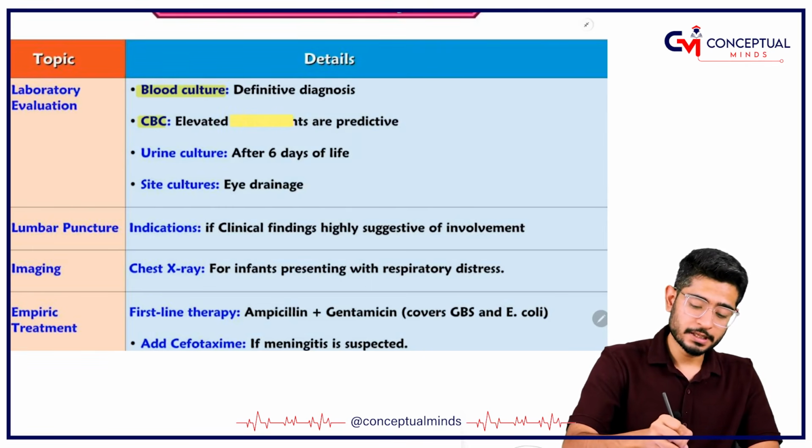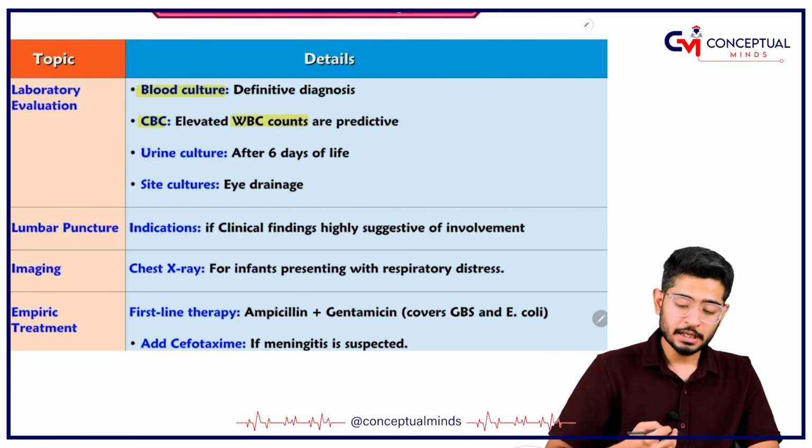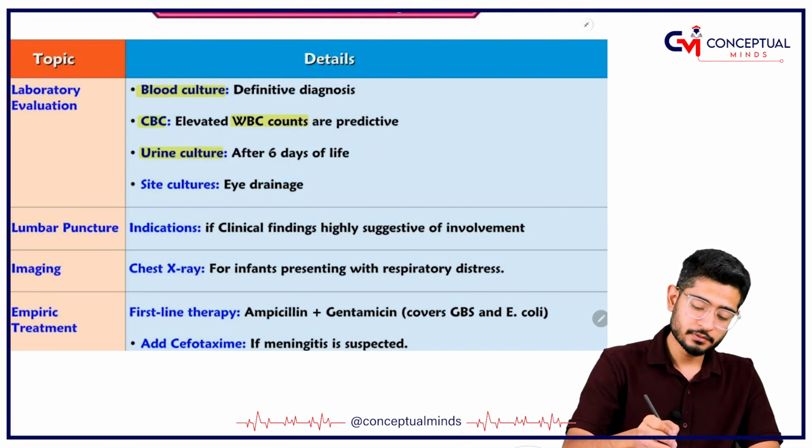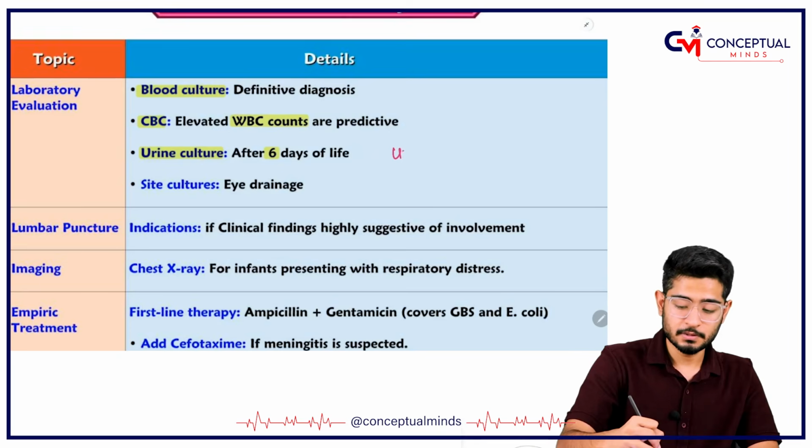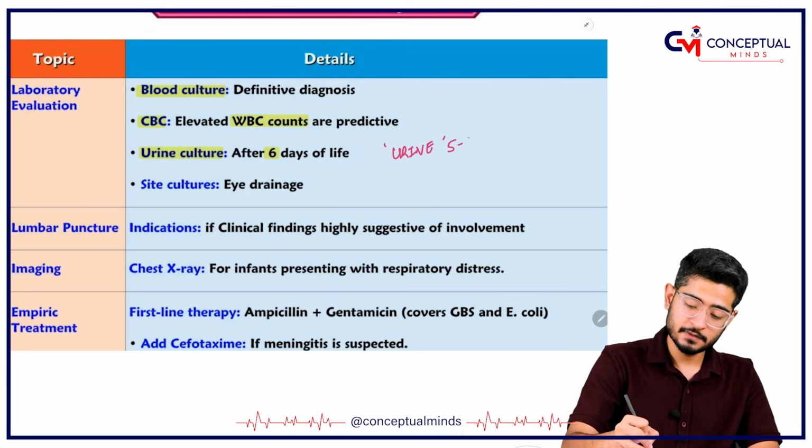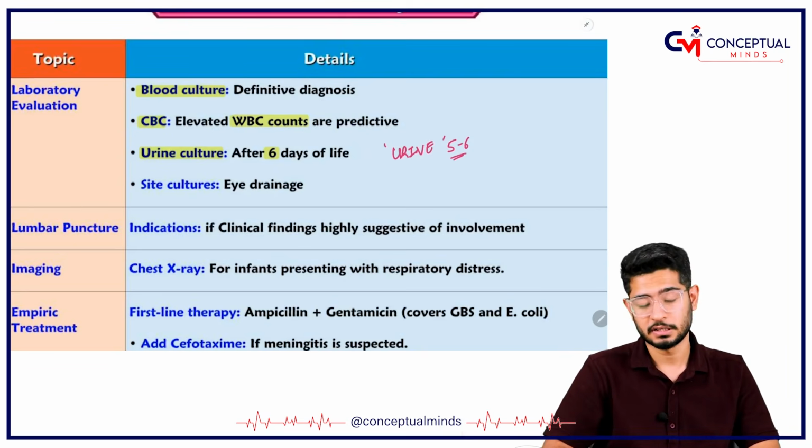CBC is going to show you an elevated WBC count. Urine culture is also performed after 5 to 6 days. So how to remember? Remember URINE, 5 letters. So after 5 to 6 days, it is advised that urine culture should be done.